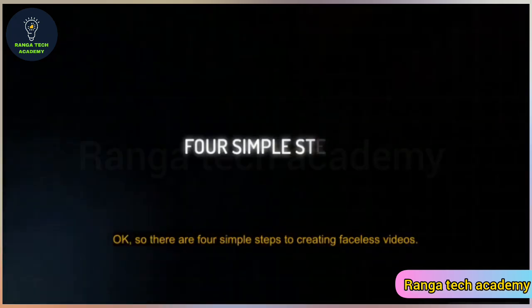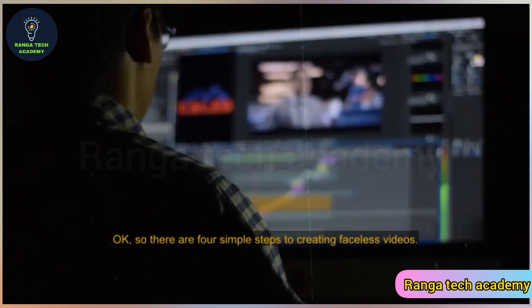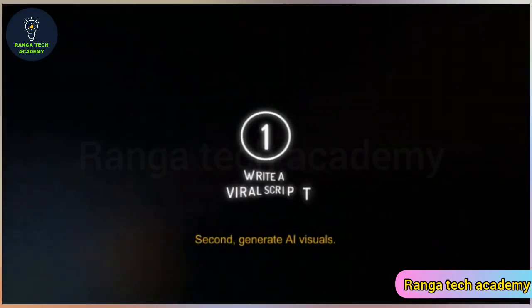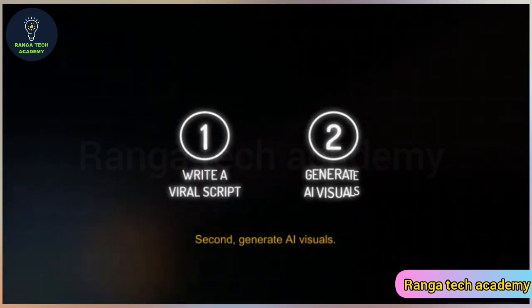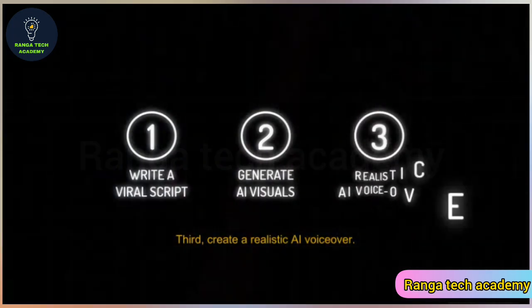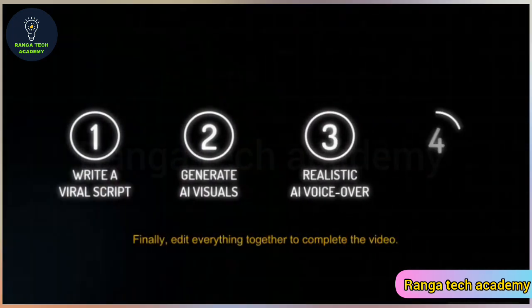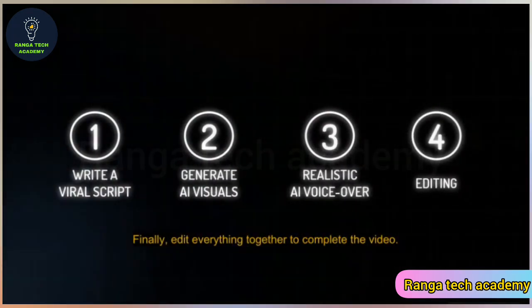Okay, so there are 4 simple steps to creating faceless videos. First, write a viral script. Second, generate AI visuals. Third, create a realistic AI voiceover. Finally, edit everything together to complete the video.